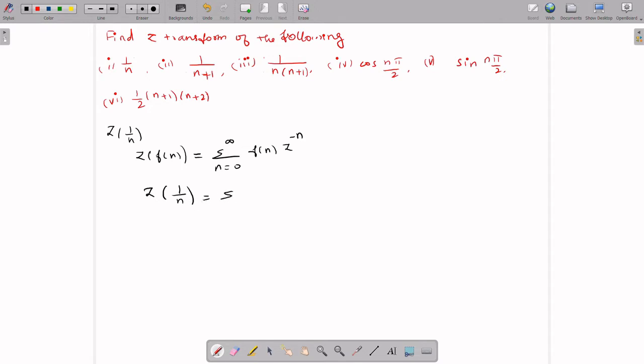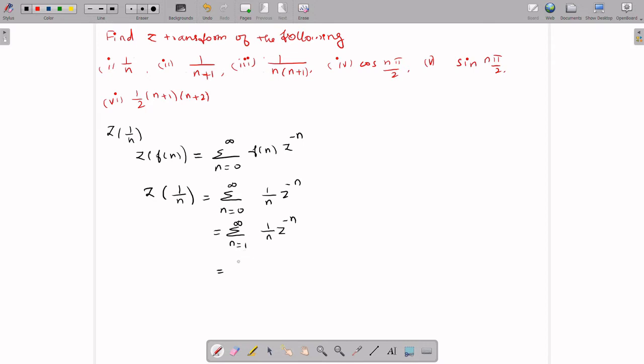That is summation n is equal to 0 to infinity, f of n is 1 by n, z power minus n. In that case, when you substitute n is equal to 0 here, the whole term becomes infinity. Infinity plus anything can be taken as infinity. So that's why you restrict your summation to n is equal to 1 to infinity. Whenever your denominator has n in your z transform, you have to take the summation n is equal to 1 to infinity, 1 by n, z power minus n.